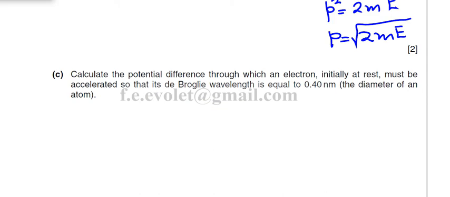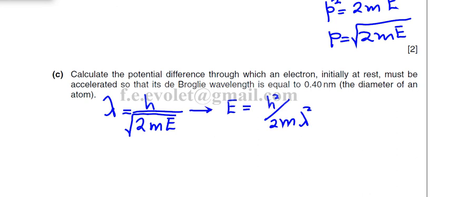Question C says calculate the potential difference through which an electron initially at rest must be accelerated so that its de Broglie wavelength is equal to 0.4 nanometer. That is the diameter of an atom. So if we use the above form of the de Broglie equation, lambda equals h over root 2mE, and rearrange it for E, squaring it and rearranging it, we get h squared over 2m into lambda squared.